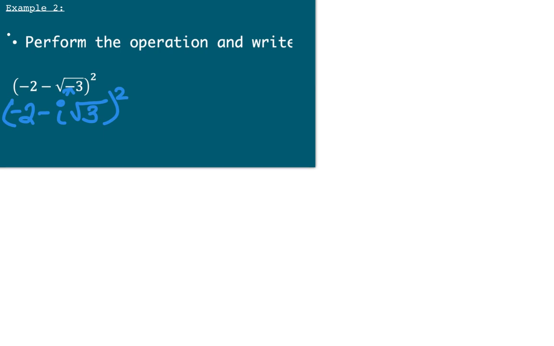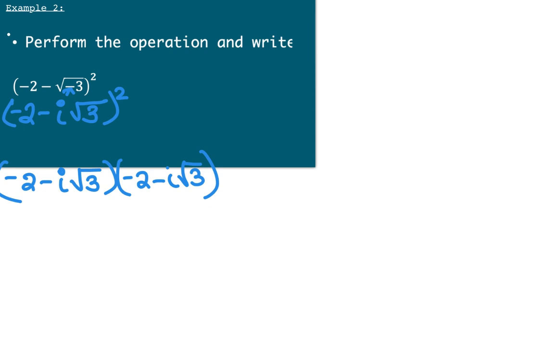Because I'm squaring a binomial, I'm multiplying a binomial times itself. So let's go ahead and write that out. And I have some more room down here. I'm going to go ahead and write negative 2 minus i square root 3 times negative 2 minus i square root 3.